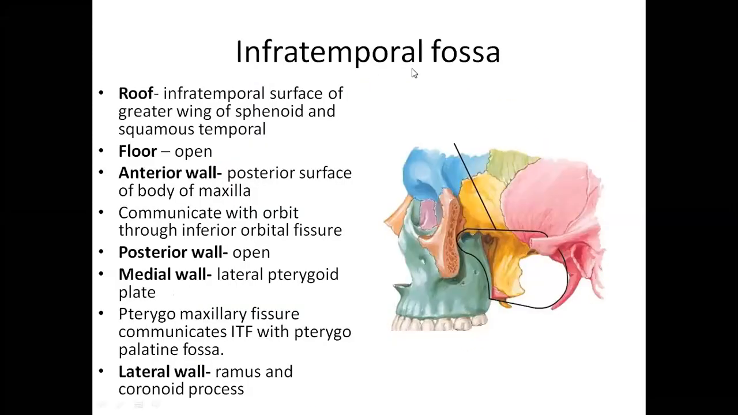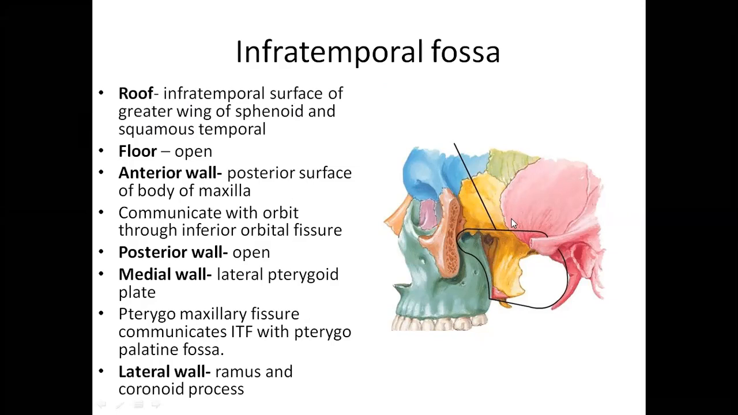Now see the infratemporal fossa. Once you are done with the temporal fossa, in this picture the zygomatic arch is broken, and a part of the zygomatic bone is also broken, so that you have a clear view of what is inside. That is the infratemporal fossa. The roof is formed by this yellow bone, the greater wing of the sphenoid bone. You call this surface the infratemporal surface of the greater wing of the sphenoid bone.